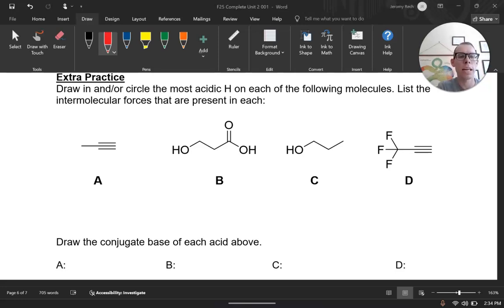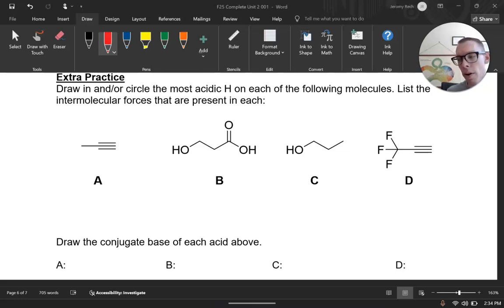And then what we're going to do is identify what is the most acidic proton, and then we're going to rank them from 1, 2, 3, and 4 in terms of most acidic to least acidic. And we're going to be using the trends that we talked about in the last video about thinking about the stability of the conjugate base to justify which of them is going to be more stable versus less stable, and therefore more acidic and less acidic.